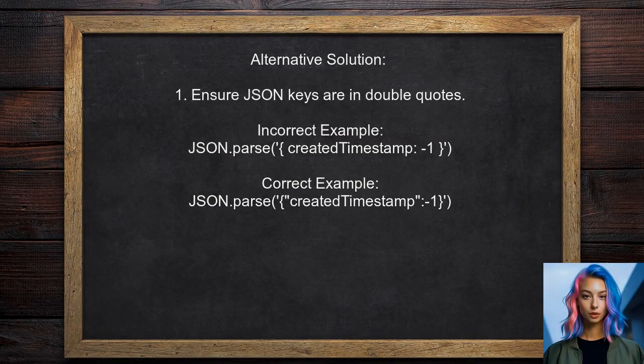An alternative solution provided by another user highlights the importance of correct JSON formatting. They point out that the error can occur if the JSON string is not properly structured. For example, they show that using JSON.parse with an incorrect format, like missing quotes around keys, will lead to an error. Instead, they suggest using properly formatted JSON, where keys are enclosed in double quotes.